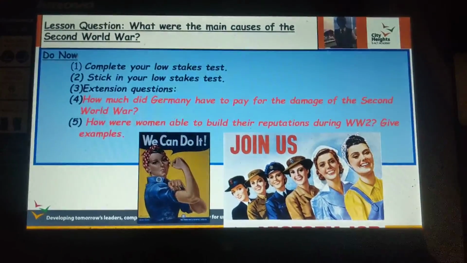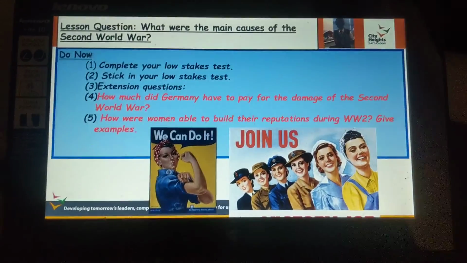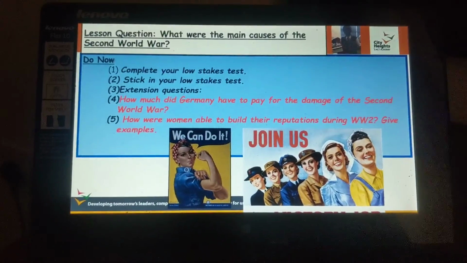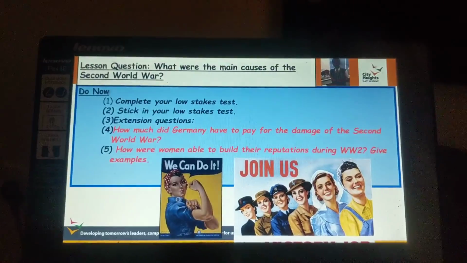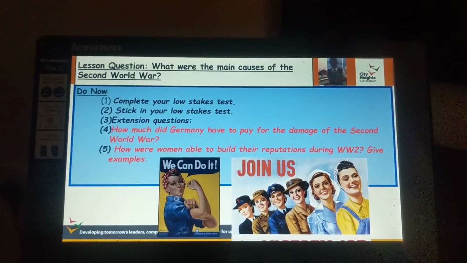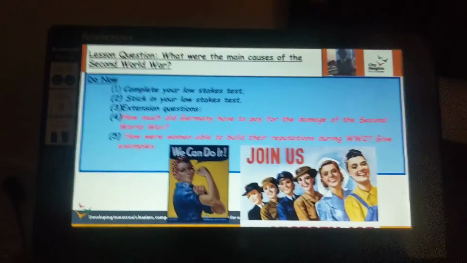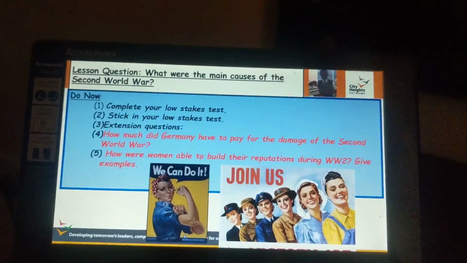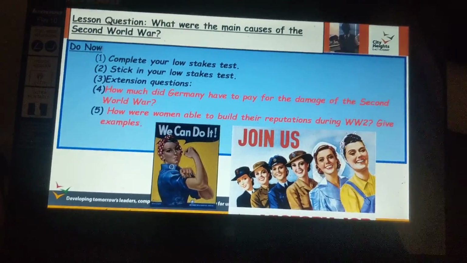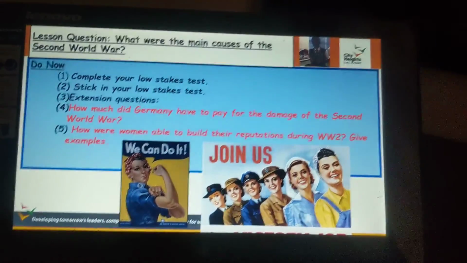So the extension questions are: how much did Germany have to pay for the damage of the Second World War? So think back to last week's lesson on the Treaty of Versailles and the reparations and how much Germany had to pay for the cause and the damage of the First World War. And make sure you write that down for the first question.